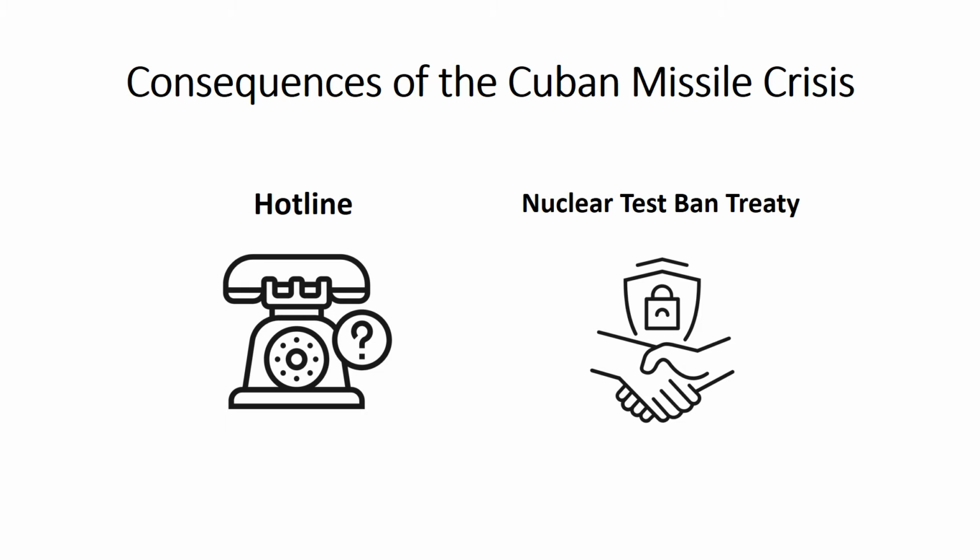And the other was the Nuclear Test Ban Treaty. And what they did is they both agreed that they were not going to test nuclear weapons above ground. So they would still allow them below ground, but they were not going to test them above ground anywhere, because that would act as a kind of warning shot. So two things to try and cool down the situation.